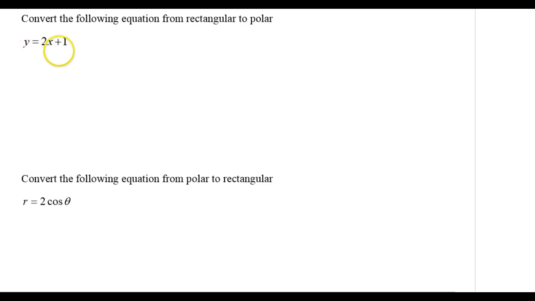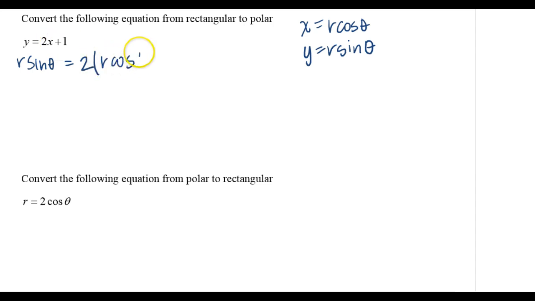And we want to turn everything into r's and theta. So let's remember our relationship that x equals r cosine theta and y equals r sine theta. Those are the two substitutions we're automatically going to make so that we have everything in terms of r and theta. So y is r sine theta, and then it's going to be 2 times my x, which is r cosine theta, and then plus 1.